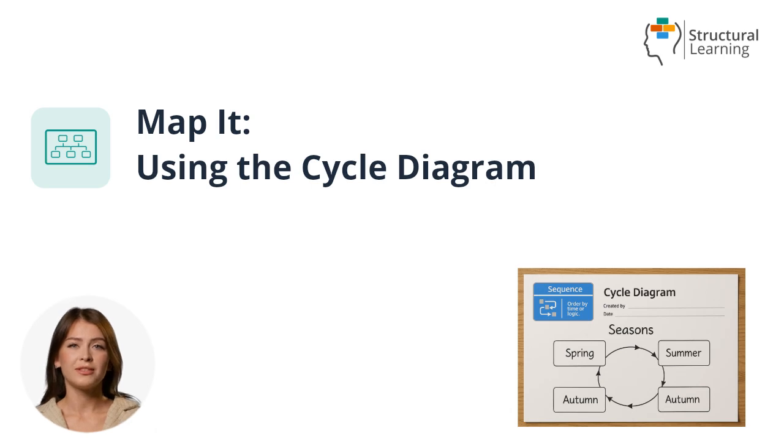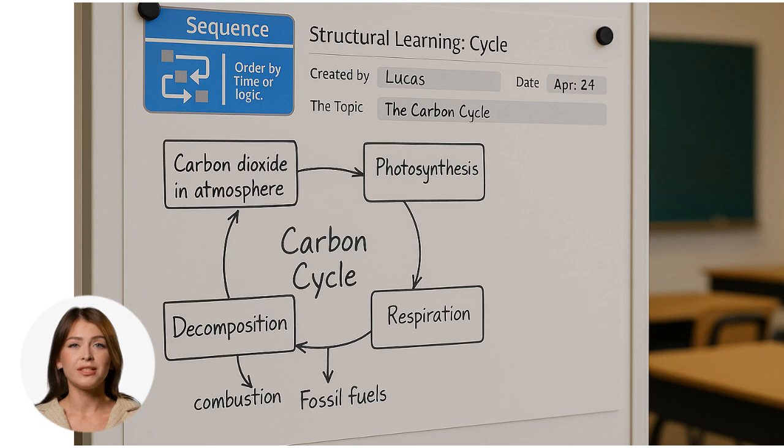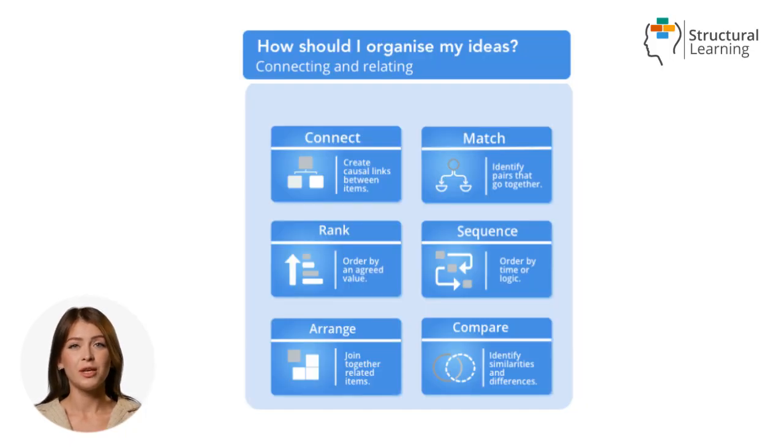Map it, using the cycle diagram. The cycle diagram is a powerful graphic organizer designed to help learners understand processes that are repetitive or circular in nature. It's best used when supporting the thinking skill of sequence, especially when that sequence repeats or feeds back into itself. This organizer is part of the blue strand of the thinking framework, which focuses on organizing information.